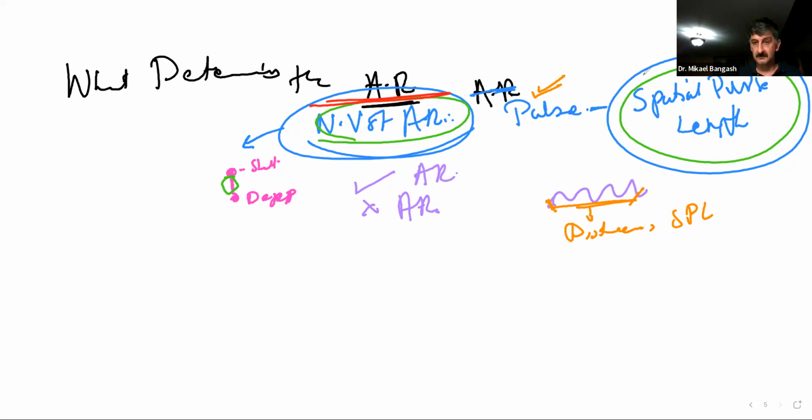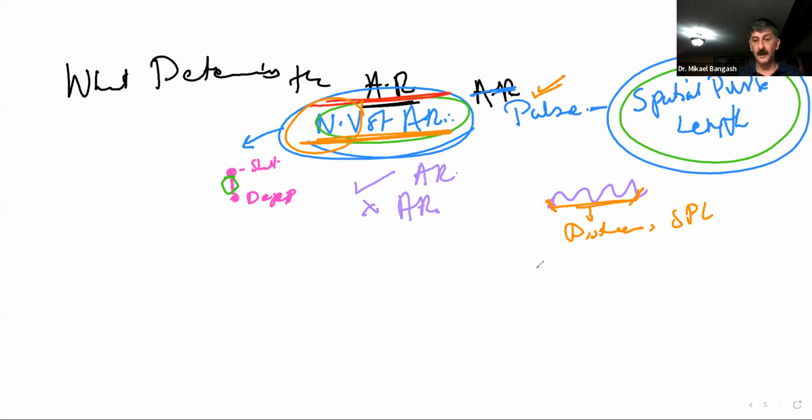What part of the pulse? The spatial pulse length. Mainly, how physically long is a pulse? Clear? Right. So your spatial pulse length is what will determine the numerical value of your axial resolution.